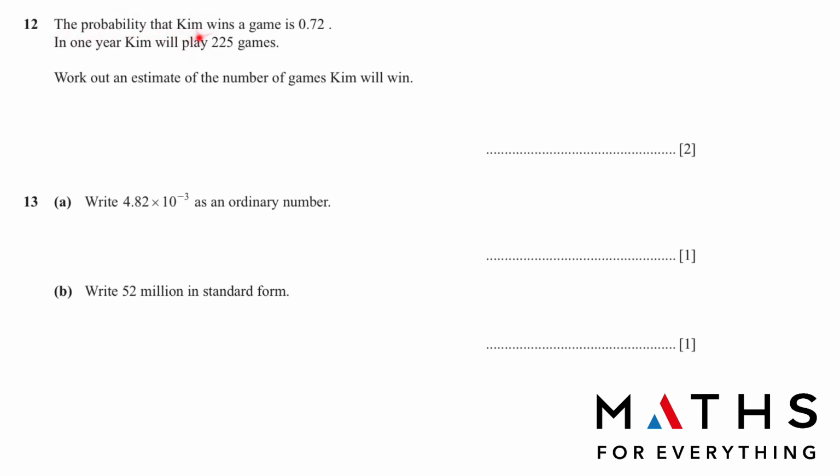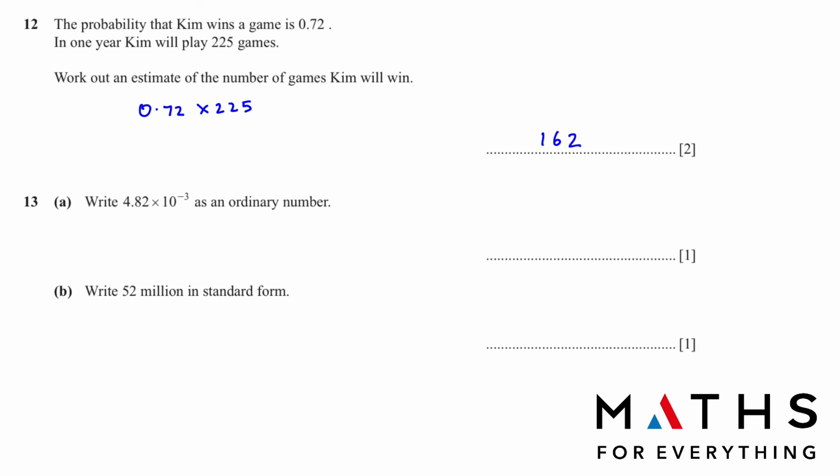Question number 12. The probability that Kim wins a game is 0.72. In 1 year, Kim will play 225 games. Work out an estimate of the number of games Kim will win. The probability has been given to us of her winning, which is 0.72. We multiply this by the number of games she's planning to play, 225. And that will give us our answer, a very easy 2-mark question.